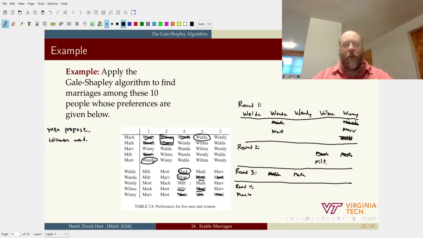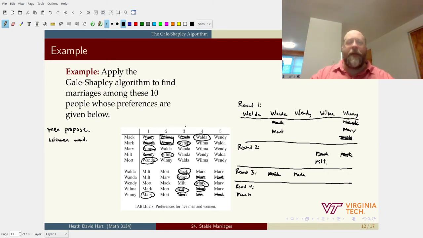Mark gets matched up with Wendy. Wilma gets matched up with Milt. And Marv gets matched up with Winnie. And they really are the happiest couple here, I think, because they got their first choice. So that's what ended up happening. Okay. All right. So that is a stable arrangement.